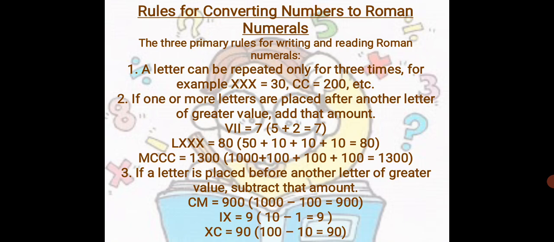Next, XC. What is the value of C? 100, and X is 10. So X is carrying the smaller value. So what to do? We will subtract 10 from 100. Smaller value from the greater value. So 10 from 100, the value is 90. So what is the value of X and C? XC, the value of XC is 90.